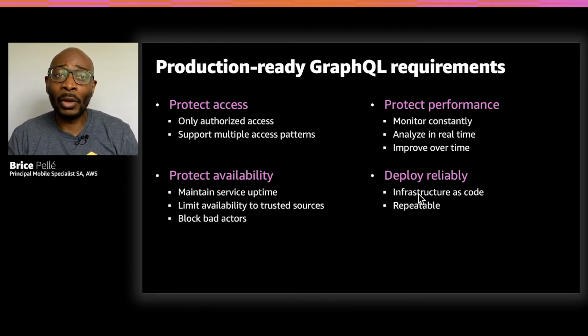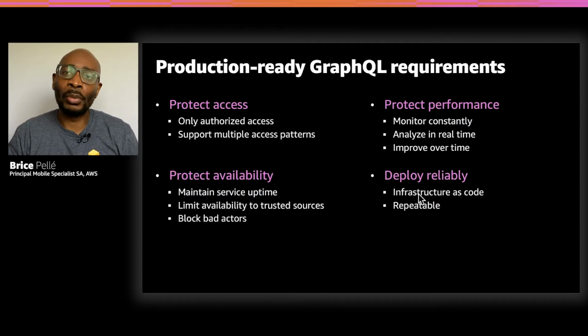You want to protect the availability. And here we talk about making sure that your service is available and that it provides the level of service that your customers expect. You want to provide them with the experience that they have come to expect. This means things like making sure that you're maintaining the uptime of your service, limiting the availability to trusted sources as well, and making sure that bad actors do not impact your service. So you want to be able to block the bad actors.